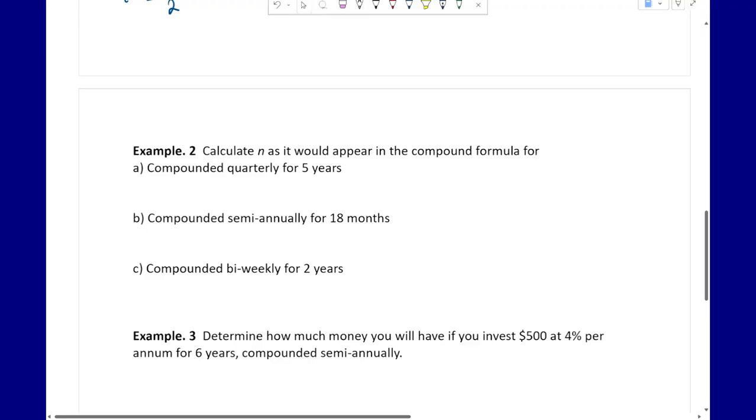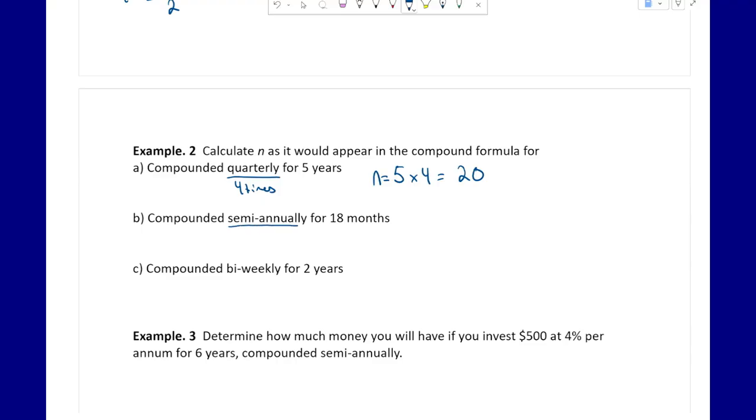In example 2, all we're going to do now is do the same thing, but we're going to be looking at calculating the N value. So this is something that we have to do as well before we even begin our compound interest formula. So in the first one, compounded quarterly for 5 years. Quarterly means 4 times a year. And if we're doing it for 5 years, our N value is going to be 5 years times 4 times a year, or 20. That means there are 20 compounding periods, 20 times over the length of the 5 years where we would be earning interest.